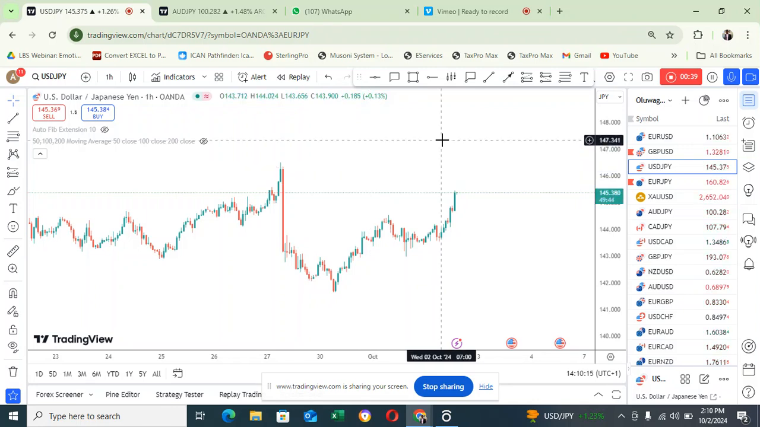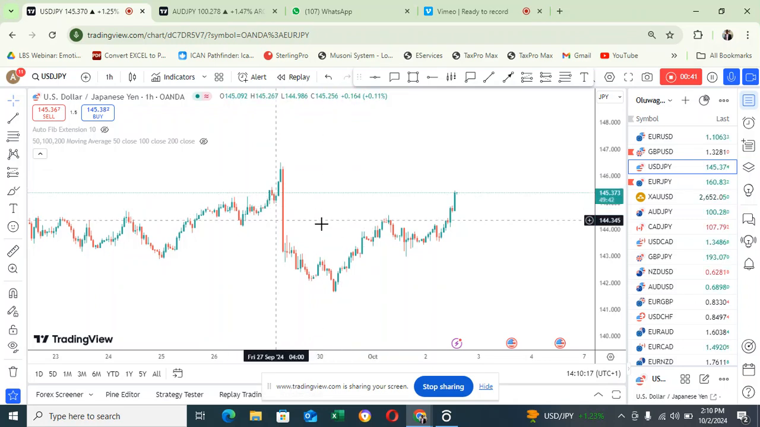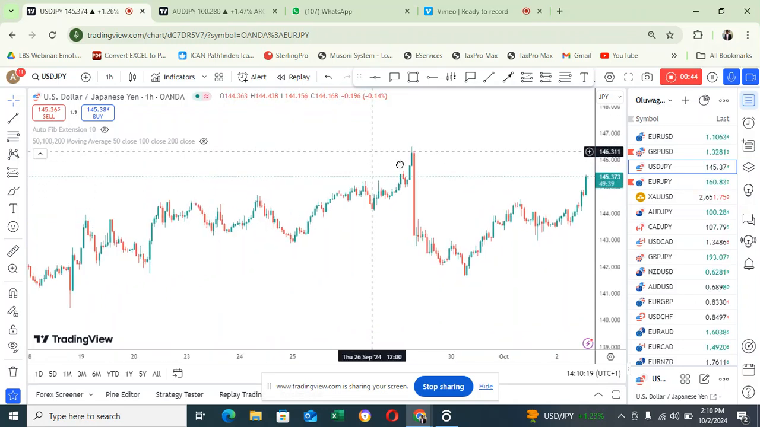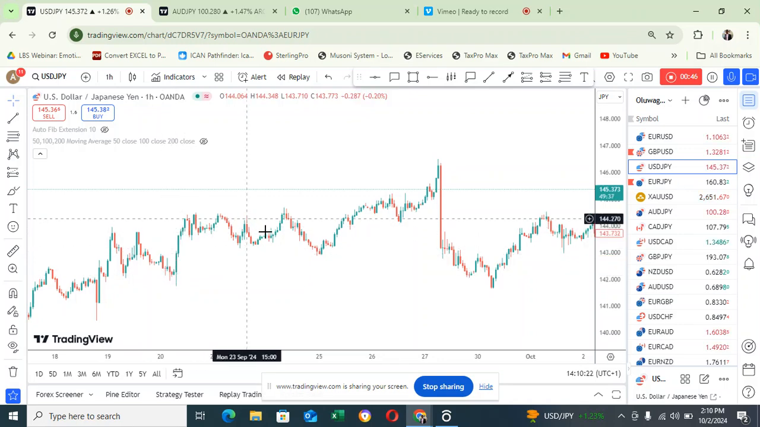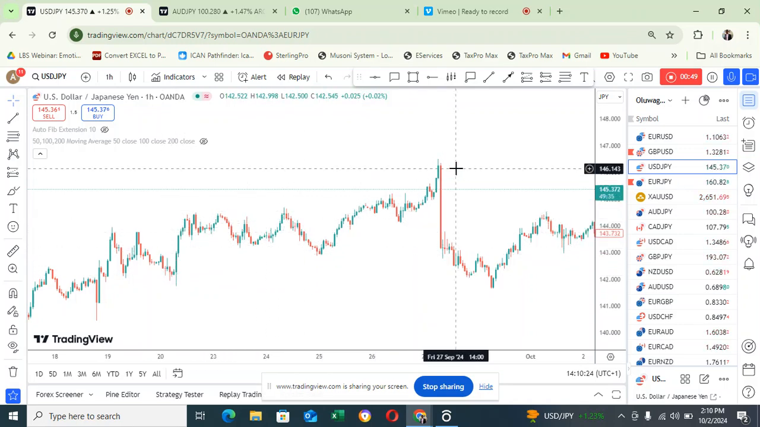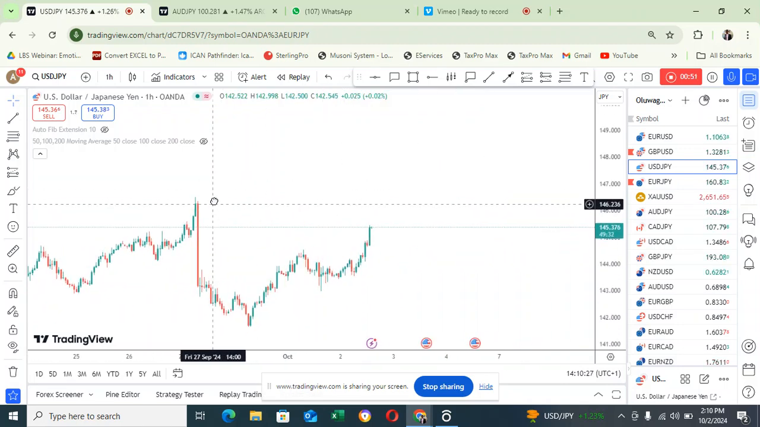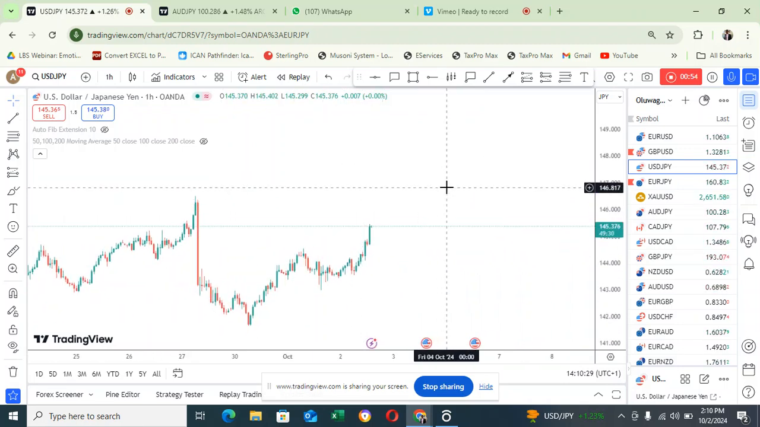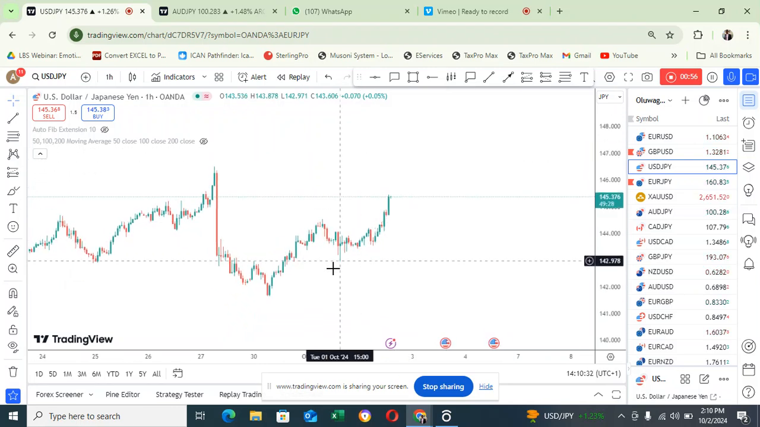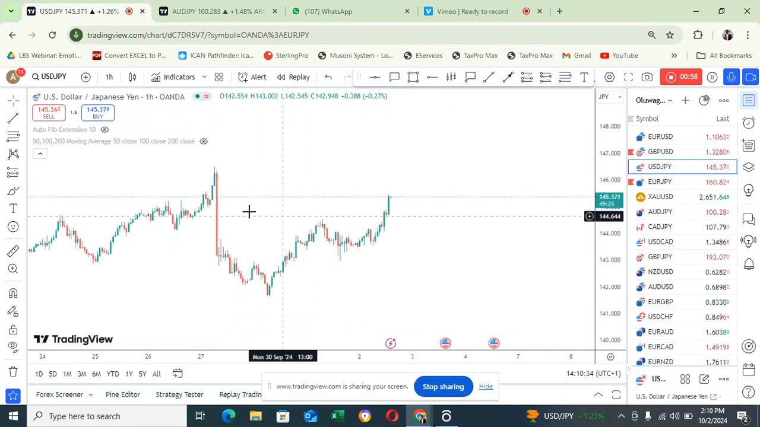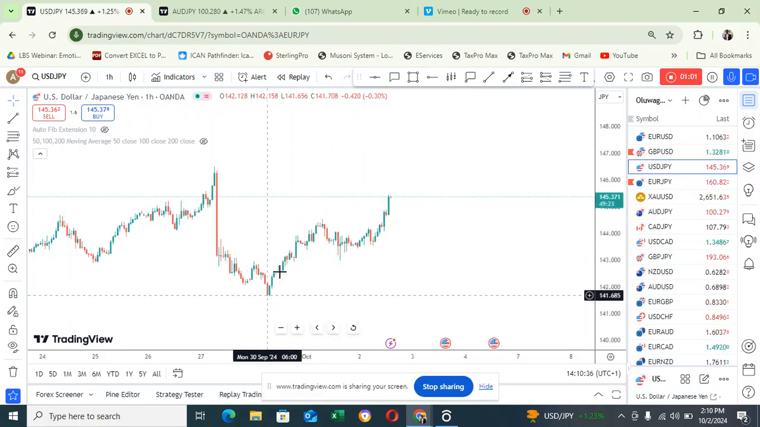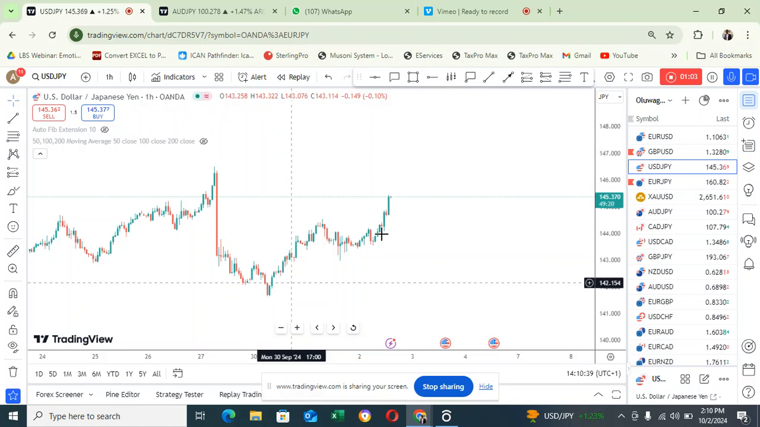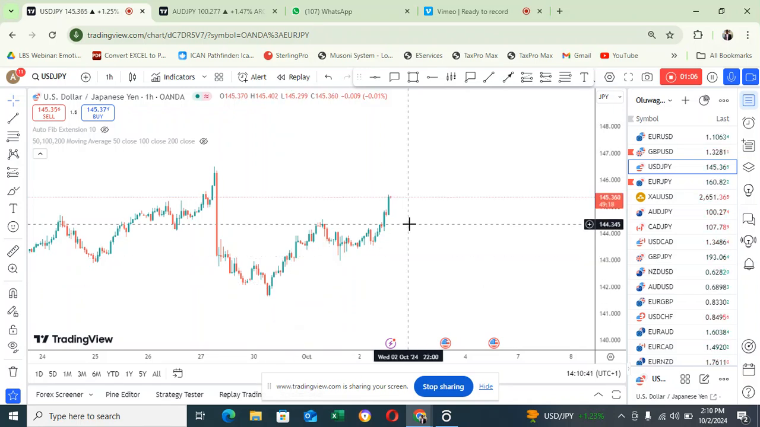You can see the movement of the candlesticks. These are the candlesticks, a series of candlesticks here. The second one is that you can identify market structure through moving average. Moving average will show you the trend at which the market is going, whether it is an upward trend or a downward trend.